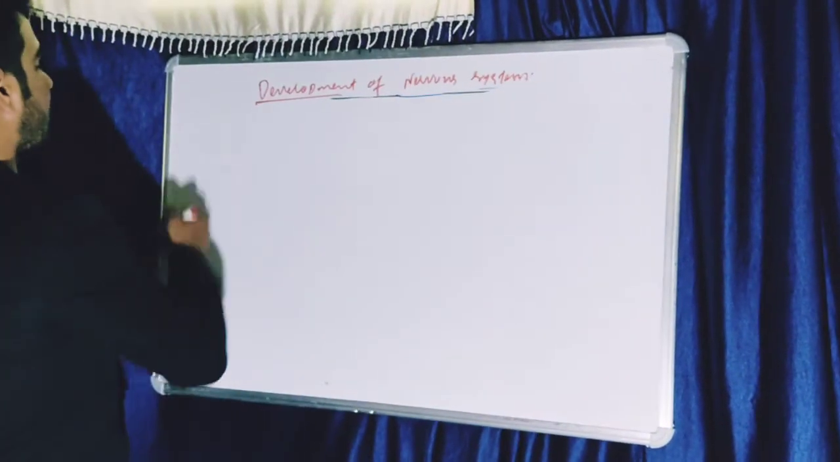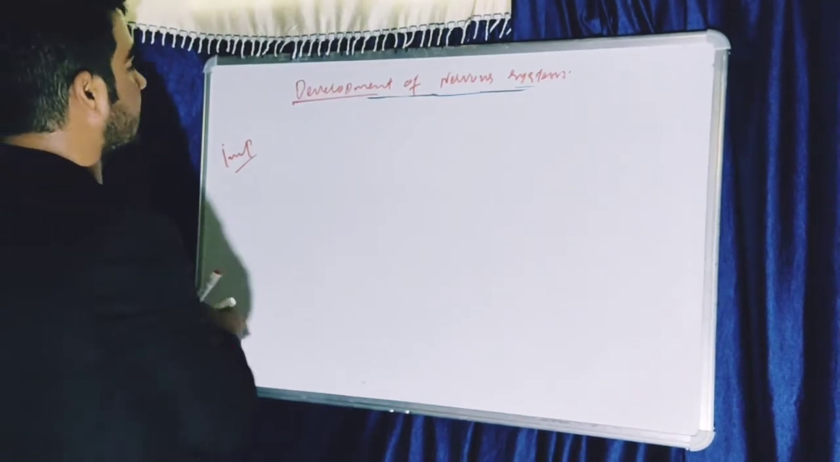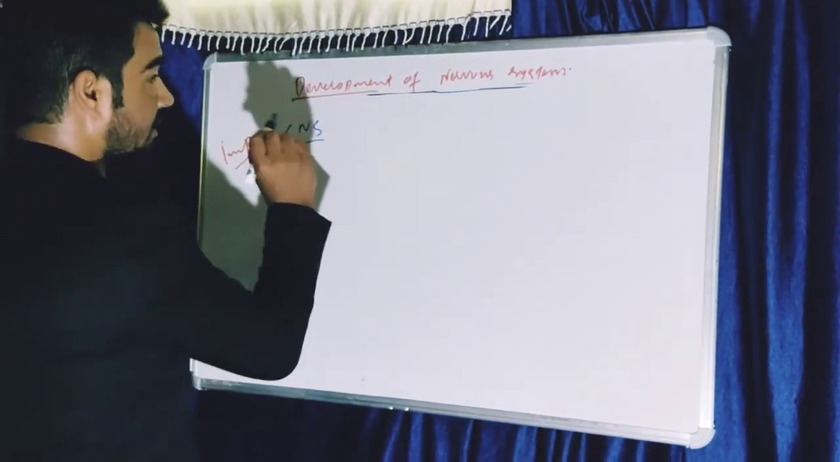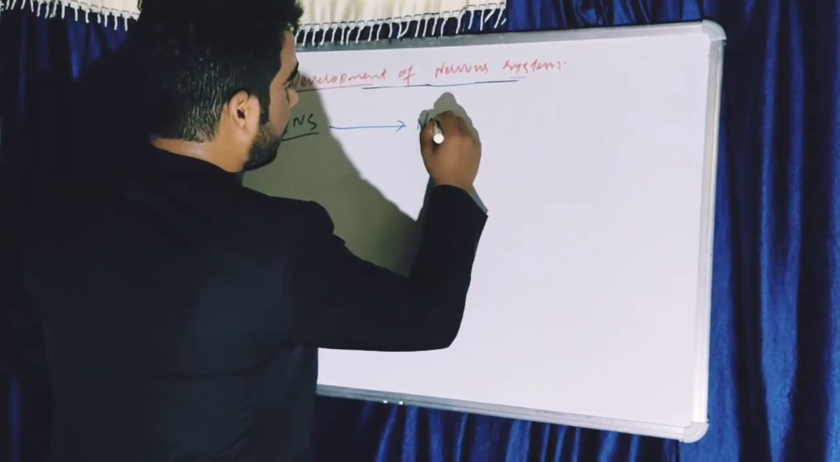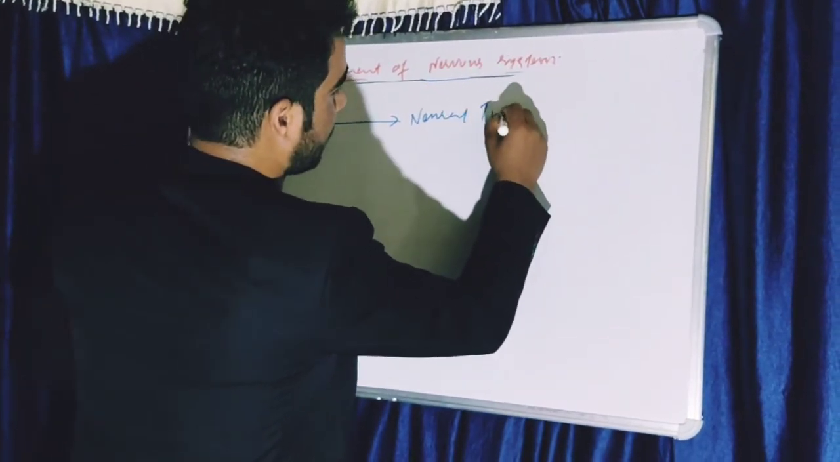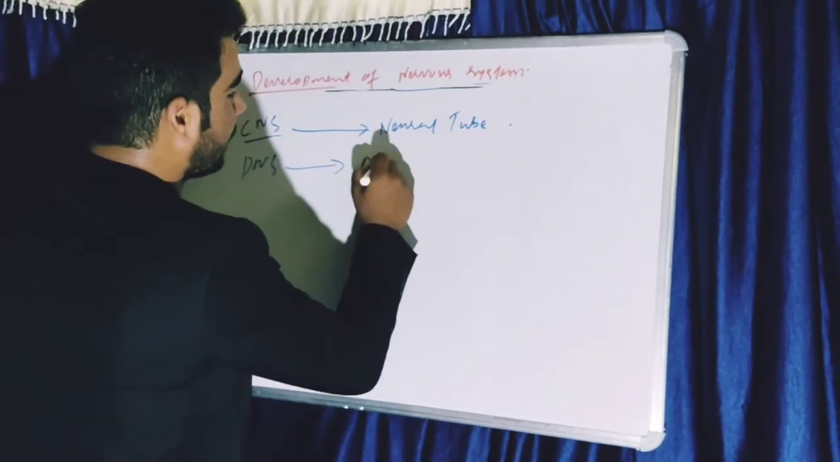Now we will discuss some important points about development of nervous system. Central nervous system. It is derived from neural tube. Peripheral nervous system. It is derived from neural crest cells.